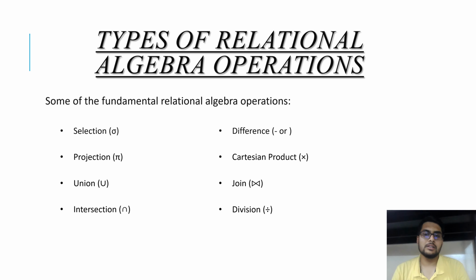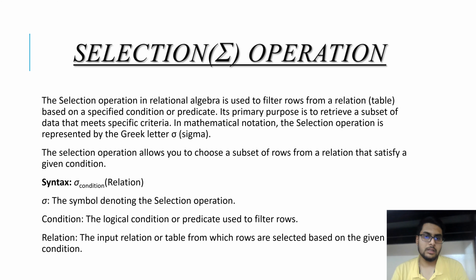Types of relational algebra operations. Some of the fundamental relational algebra operations are selection, projection, union, intersection, difference, Cartesian product, join, division. Let's start with the selection operation.